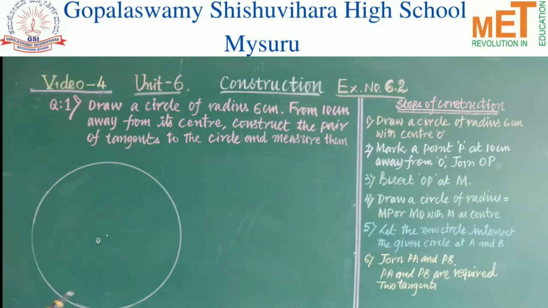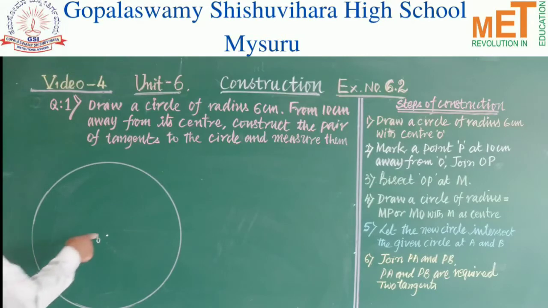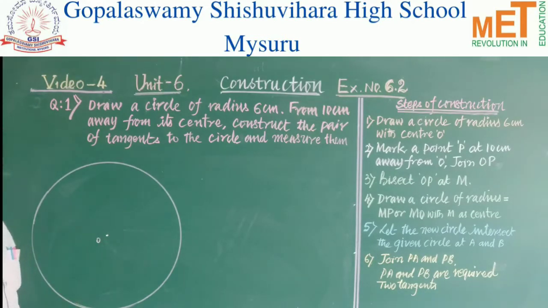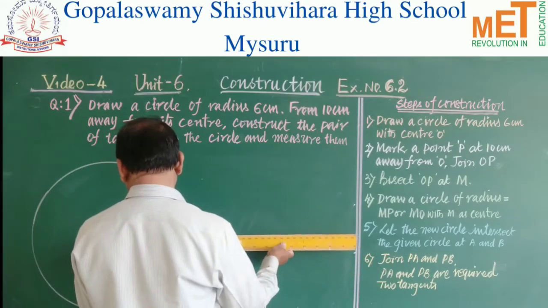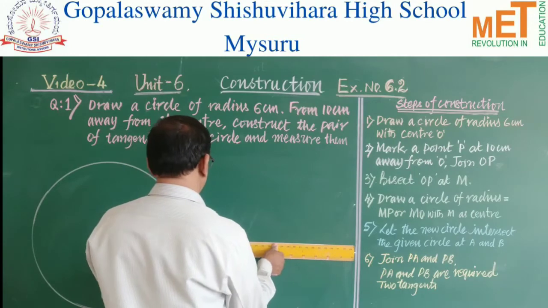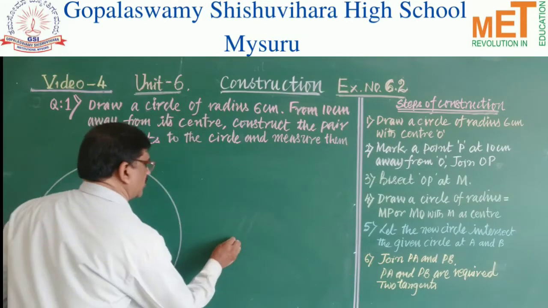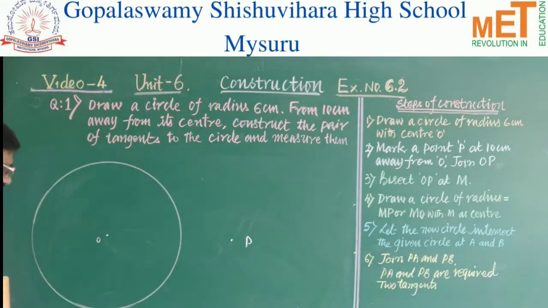Now, from the point O we have to mark a point P that is 10 centimeter away from the center. How much? 10 centimeter away from the center. Mark a point. So I have marked a point P that is 10 centimeter away from the center O.